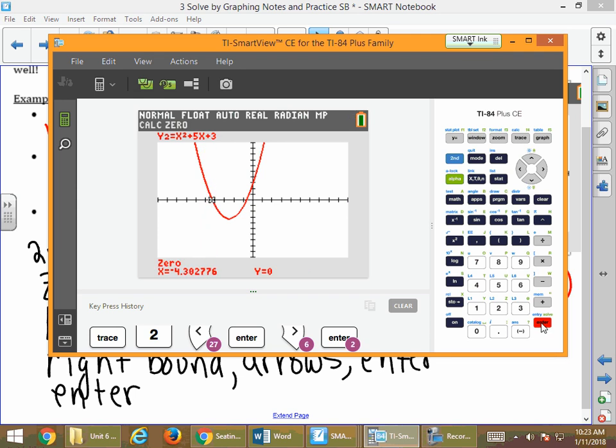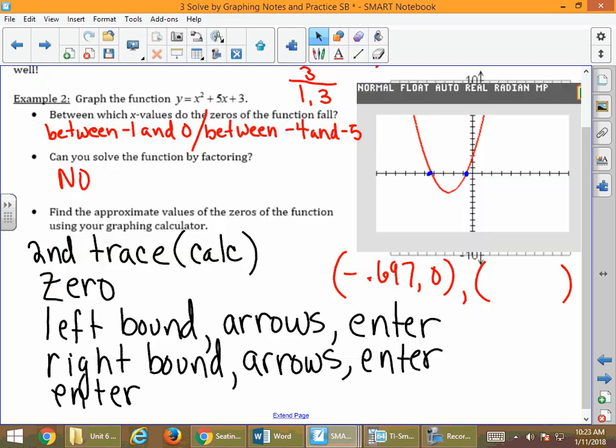And we get negative 4.302. Or how about negative 4.303? Zero. And those represent the 2 blue marks on our graph. Negative 4.303 is farther to the left. Negative 0.697 is farther to the right in terms of the blue points. And those are our steps. I'm going to pause the video here for you to copy down the directions if you would like to.